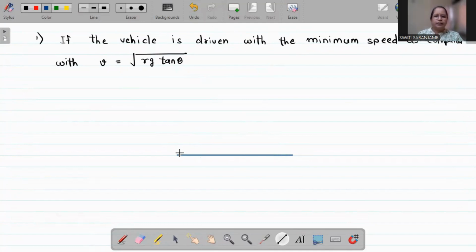This is the inclined banked road on which a vehicle is now driven with a speed less than the speed represented by this equation, v equals under root r g tan theta. Okay, so let us complete drawing this diagram.